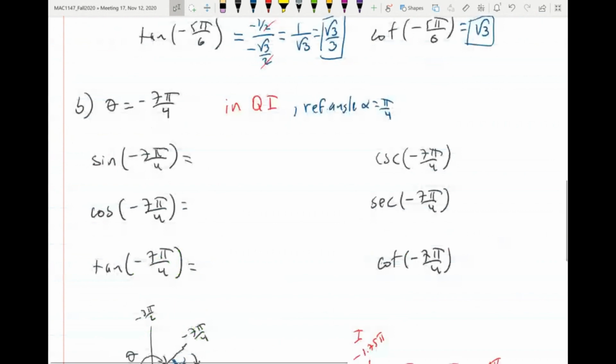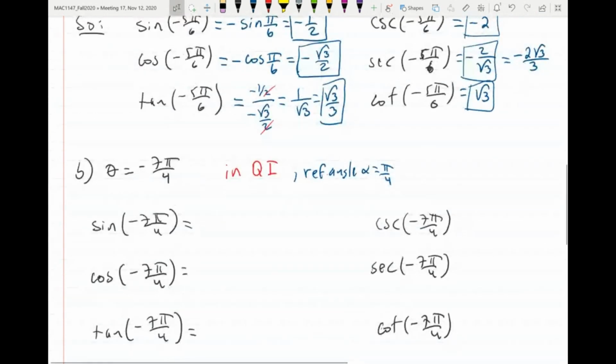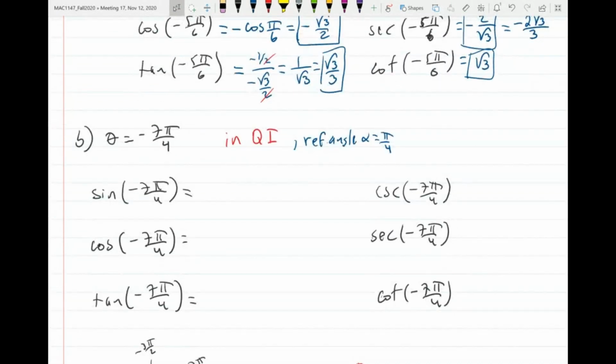All right, perfect. Now that we know the reference angle, we can ask the question. It's in quadrant 1, so what do we know? What are we expecting about all of these results? What do we know about the sign? When an angle lies in quadrant 1, everybody's positive, right? So this would be the same thing as sine of pi over 4, cosine of pi over 4, and tangent of pi over 4. Everybody's positive because we're in quadrant 1. Okay, what's the sine of pi over 4?